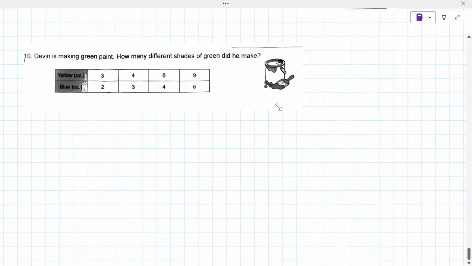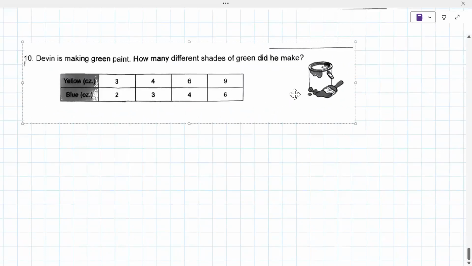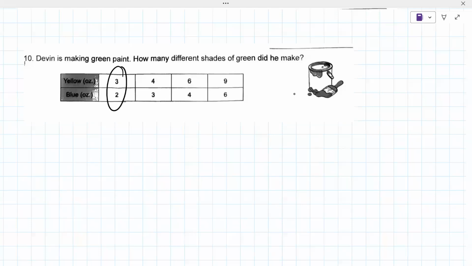All right. How many different shades of green did he make? So they're basically asking you how many of these ratios are there, and are any of them the same? Do any of them reduce to what you already have? 9 to 6, what does that reduce to? 3 to 2. So we can effectively eliminate that. 6 to 4, what does that reduce to? 3 to 2. So it looks like there are two.